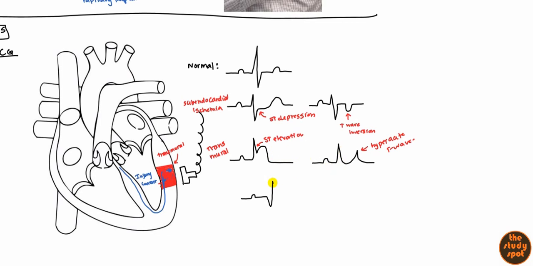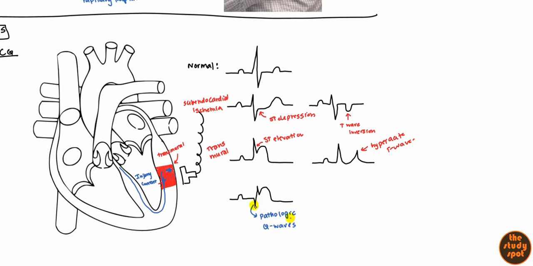These are the two that you tend to see. However, over time, you do see some changes. So here, what begins to develop at the bottom is what's called a pathological Q wave. So what's a pathologic Q wave?